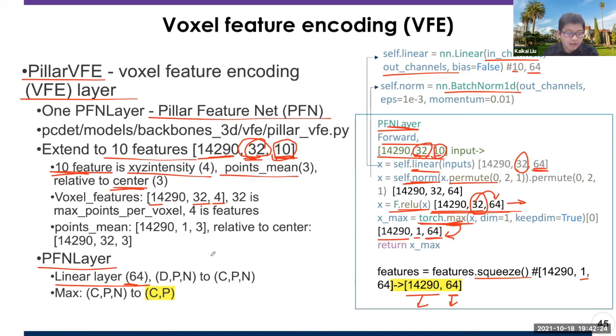Now that's why after you do the max operation, the dimension size changes. So the linear layer changes it from DPN to CPN. D is the dimension, C is the new channel, 64. Then finally, the max operation goes from CPN to CP. C is the channel, P is the number of pillar IDs. CNP. So this is the voxel feature encoding layer.